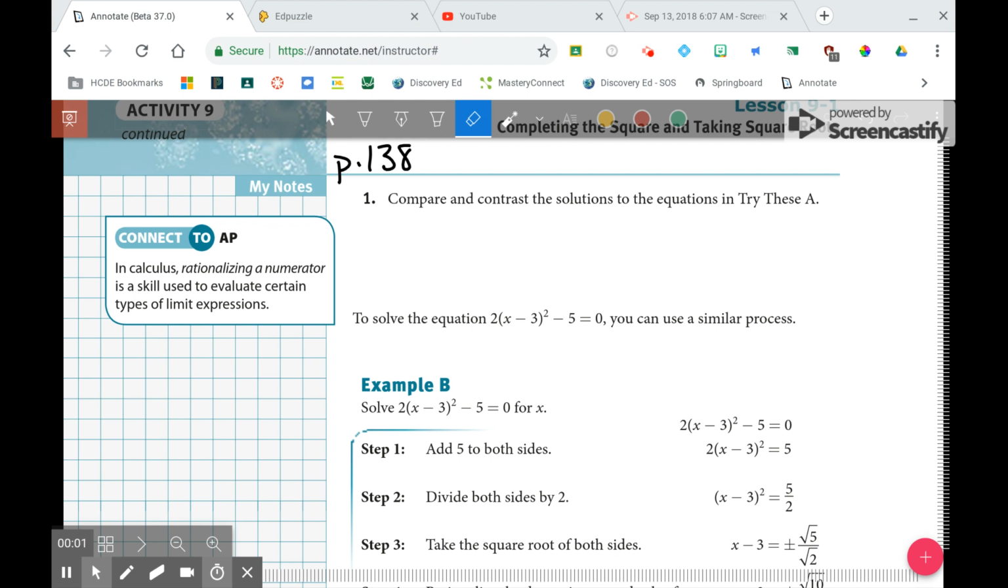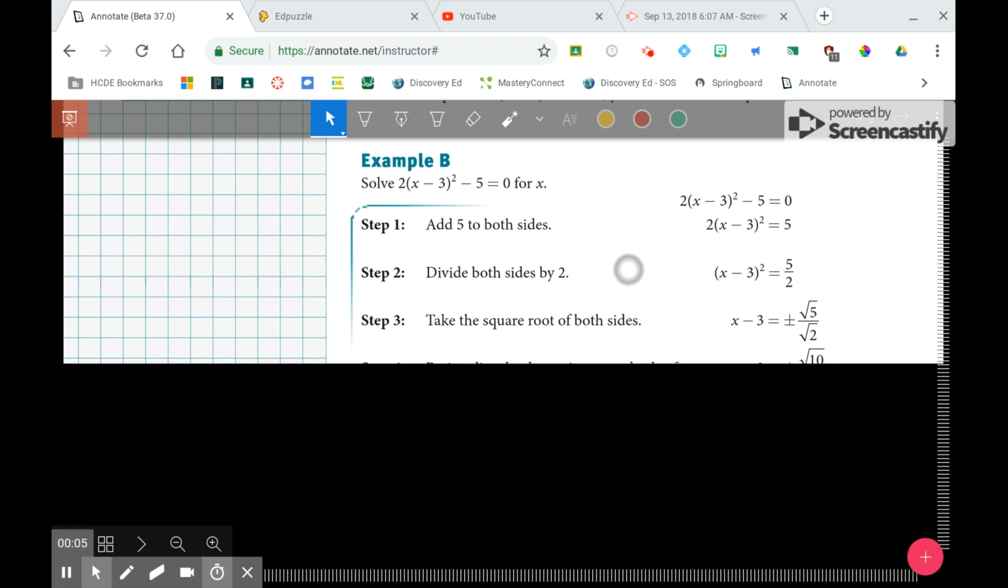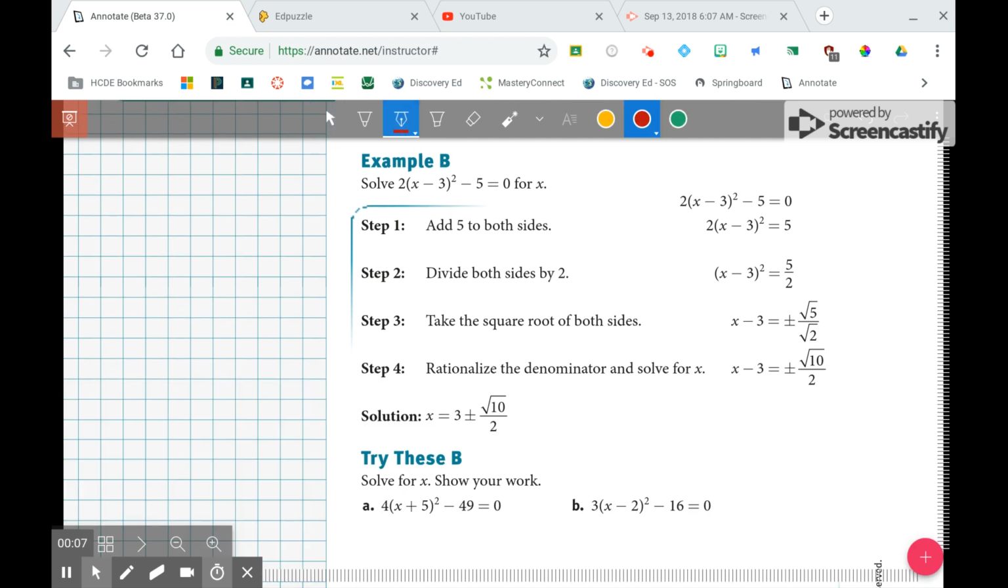So let's start on page 138. Let's look at some solving that are a little bit harder, but you're still just solving for x. So right here, I'm going to talk you through example B, and then we will do one as an example. So let's say we have 2(x - 3)^2 - 5 = 0. So really, we're just going to solve for x in this process.